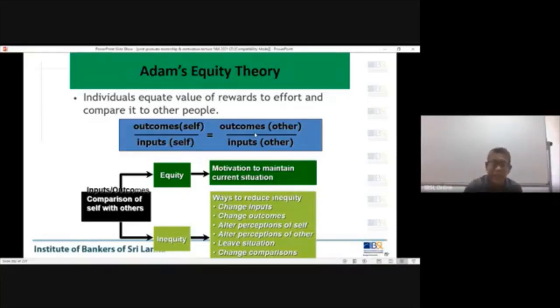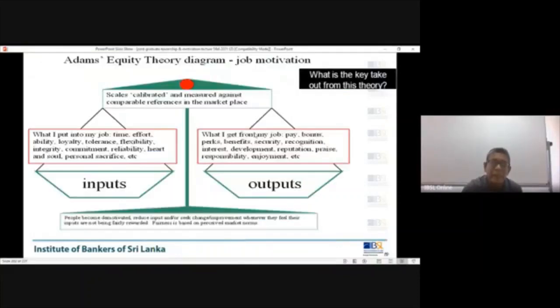It's a very, very interesting one. So it's like a balance. You need to have a balance in the job motivation. What I put into my job: time, effort, ability, loyalty, tolerance, flexibility, integrity, commitment, those are inputs. What I get from the job: pay, bonus, perks, benefits, security, recognition. So it has to be balanced.